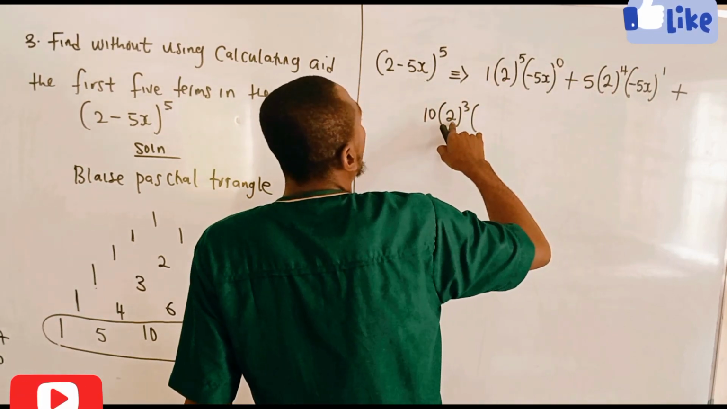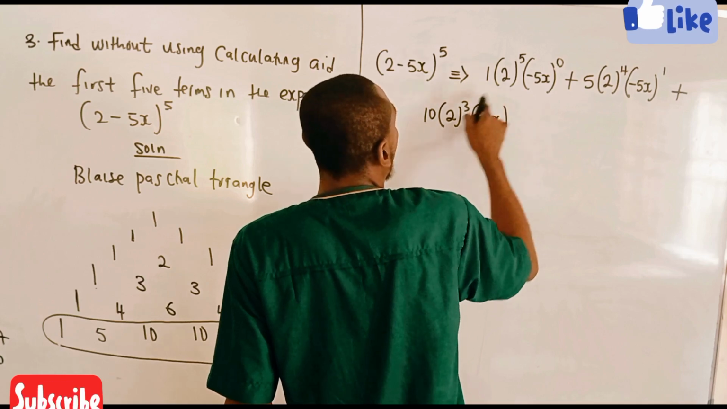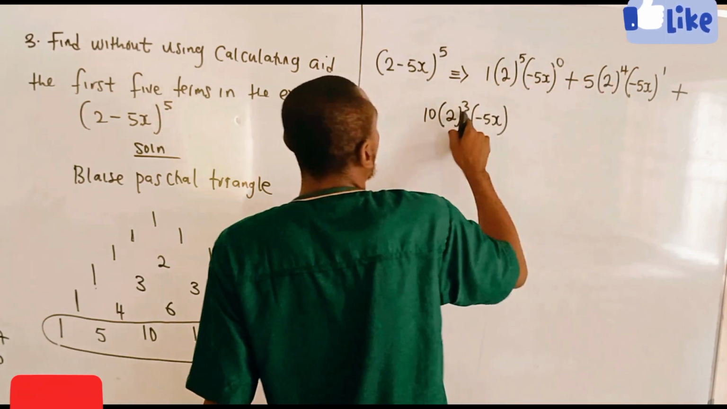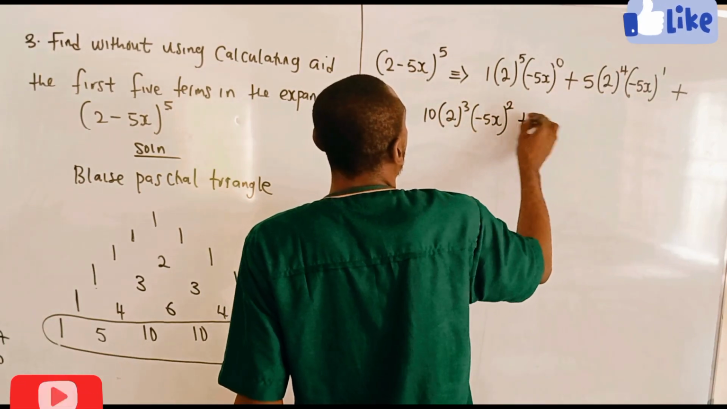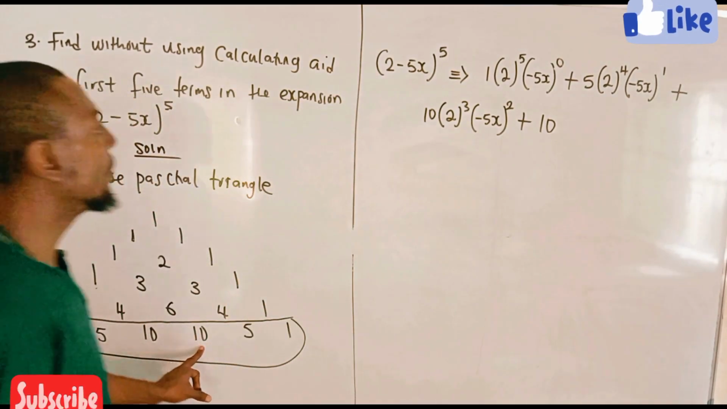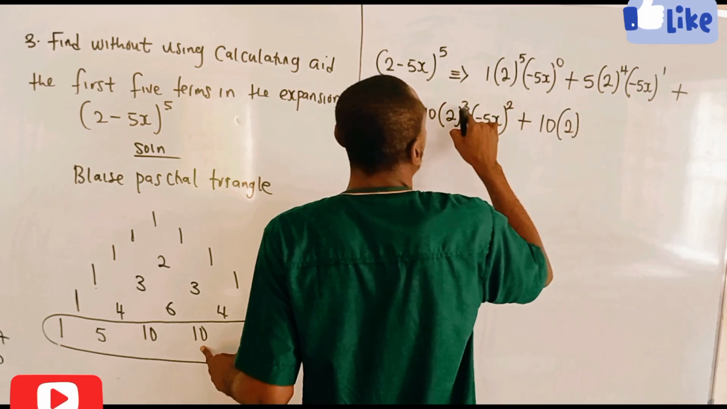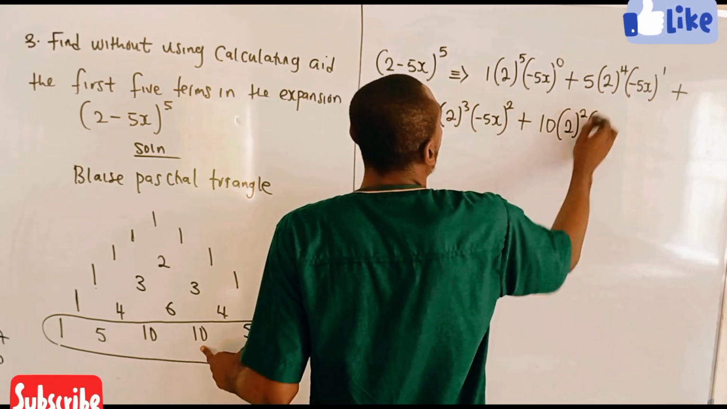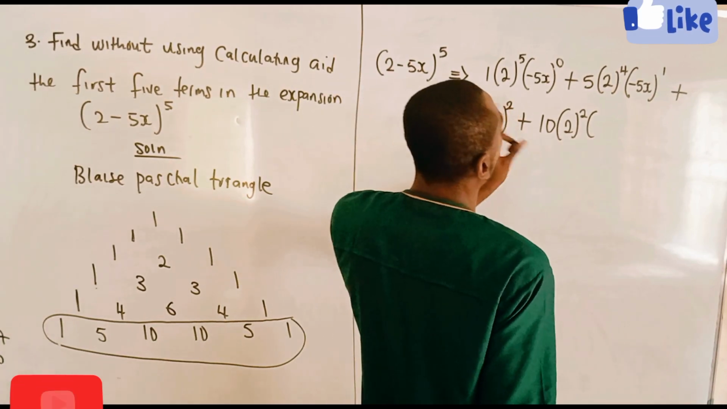So now, we have minus 5x. We have this 2 raised to the power 4 reduced to 2 raised to the power 3. Then, this 1 will increase to 2. So we have 2 here. Plus, the next coefficient is 10. Then we have 10 into 2 raised to the power, then the power of 3 will reduce to 2. Then this minus 5x, the power of 2 will increase to 3.